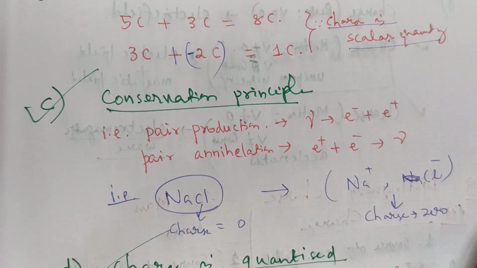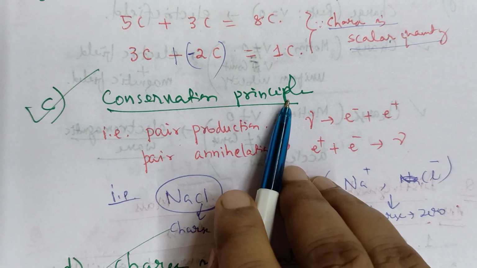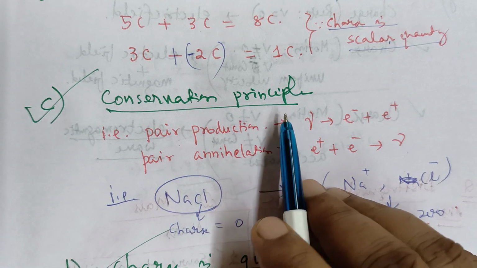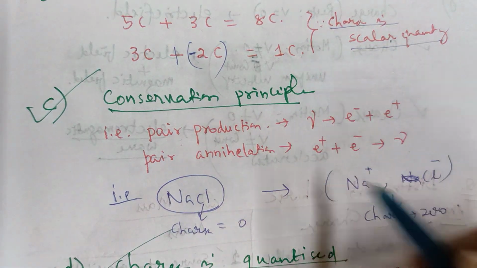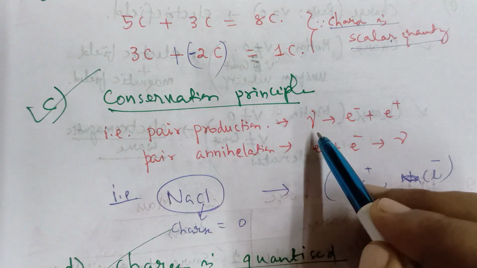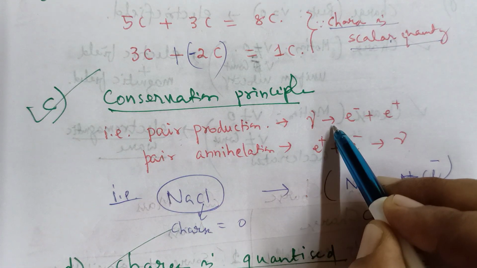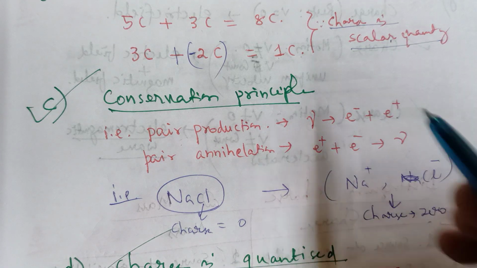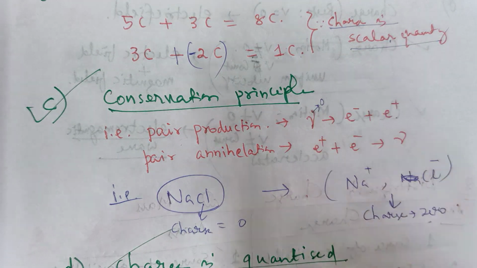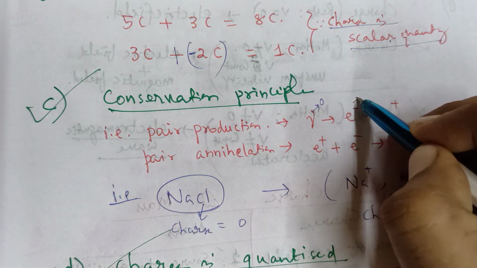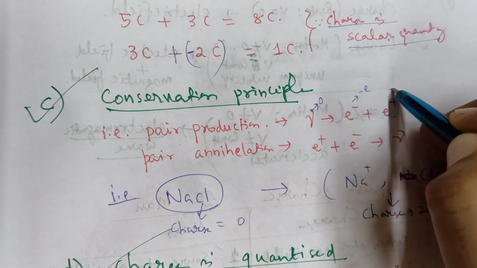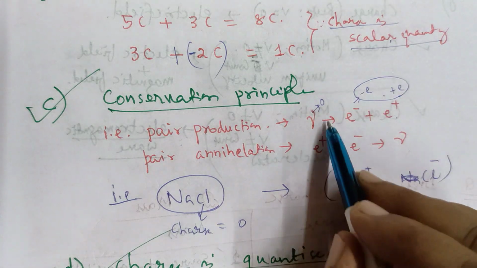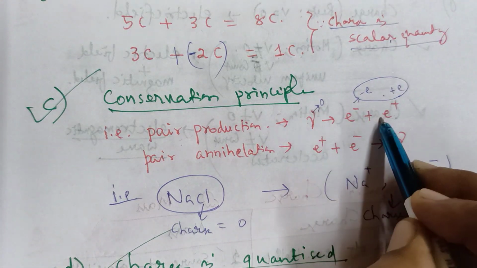Now the conservation principle. In class 11 you know that energy is conserved, that means total energy is always constant. Here you see a nuclear reaction. A photon splits into an electron and a positron. The photon has a charge of 0. The electron has a charge of minus e. The positron has a charge of plus e. If we combine them, charge is 0. So before the reaction charge is 0 and after the reaction charge is 0.